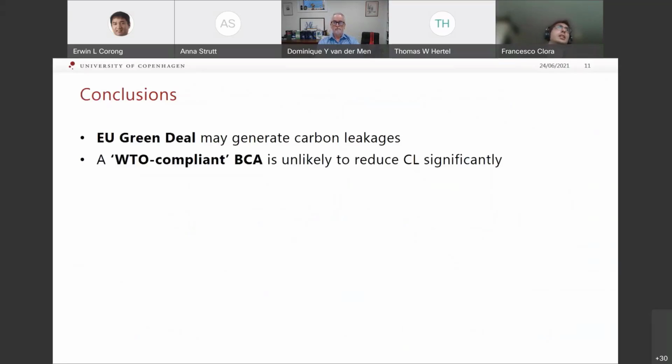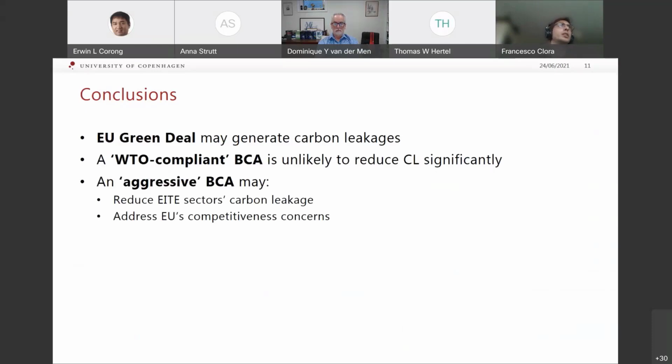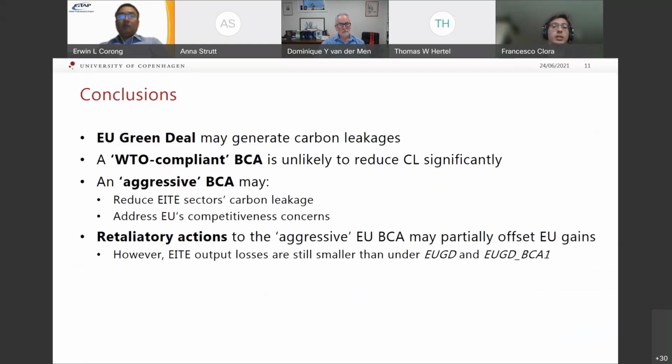Concluding, from our simulation results, we observe that the EU Green Deal may generate carbon leakages, that a WTO-compliant border carbon adjustment is unlikely to reduce carbon leakage significantly, whereas a more aggressive border carbon adjustment might reduce the ETA sector's carbon leakage and address EU competitiveness concerns. We also observe that retaliatory actions in reaction to the aggressive EU border carbon adjustment may partially offset the EU gains due to the BCA, but ETA output losses are still smaller than under the EU Green Deal scenario and the EU Green Deal with a weaker border carbon adjustment.